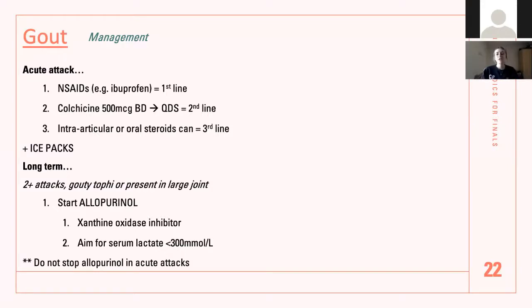So you'd start this and you'd monitor the serum urate levels, and you'd want them to ideally be below 300. So it's important to note that you don't stop allopurinol in acute attacks of gout, but you shouldn't start allopurinol until the acute attack has settled. So someone presents with an acute attack, you treat the acute attack, and then if they have more than 2 attacks, gouty tophi or gout in a large joint, you then start them on allopurinol. But if they then have another acute attack when they're taking allopurinol, you carry on prescribing them allopurinol and then treat the acute attack on top of that.